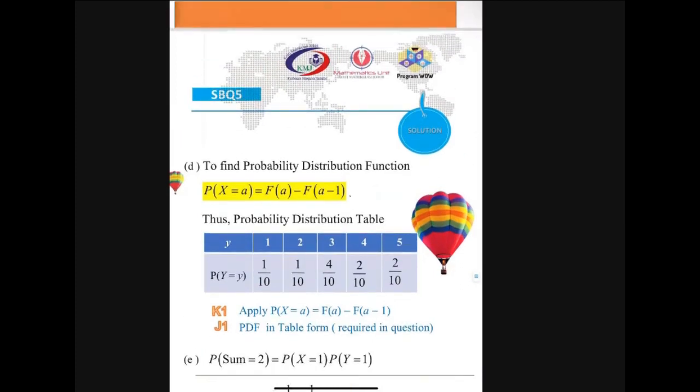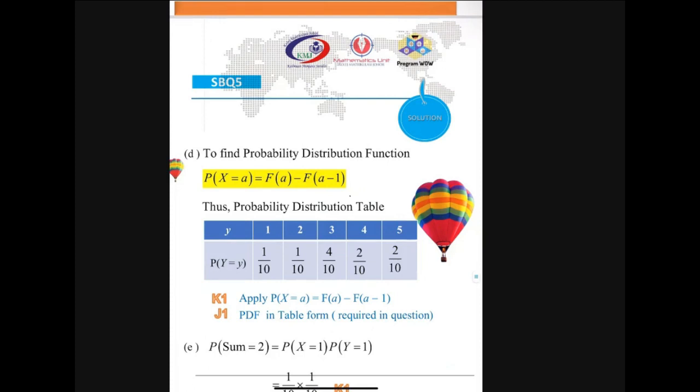And then remember, in order to find probability, you have to subtract your cumulative values. So the final answer for the probability distribution would be as follows. When y is 1, our probability would be 1 over 10. When y is 2, probability is still 1 over 10. When y is 3, probability would be 4 over 10. And last one, when y is 4 and 5, probability would be 2 over 10. Okay, so settle with that part.